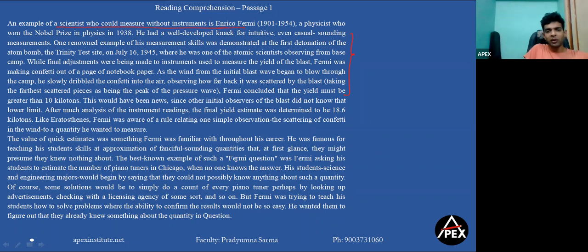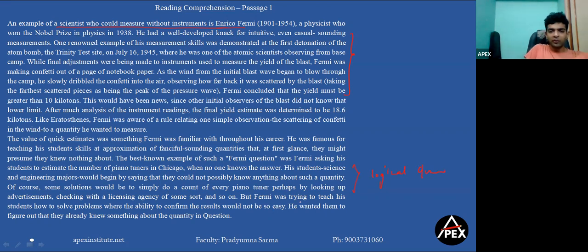The best known example of such a Fermi question was Fermi asking his students to estimate the number of piano tuners in Chicago when no one knows the answer. His students, science and engineering majors, would begin by saying that they could not possibly know anything about such a quantity. Of course, some solutions would be to simply do a count of every piano tuner, perhaps by looking up advertisements, checking with the licensing agency of some sort, and so on. So they came up with some kind of logical answers for his question.